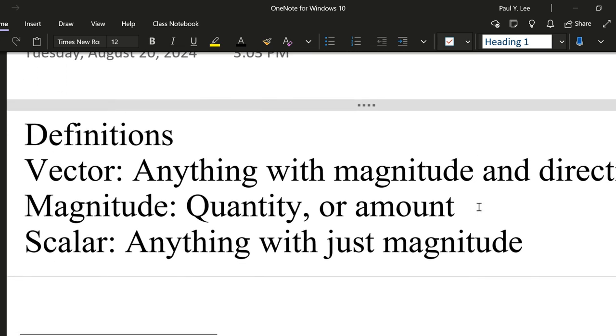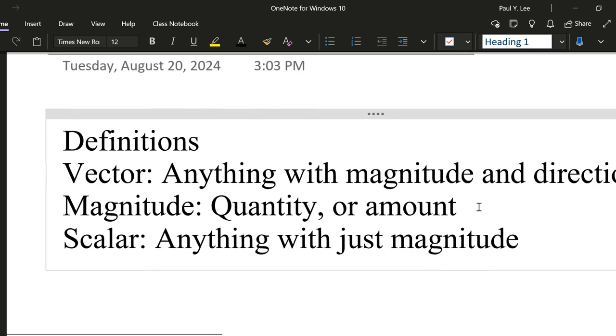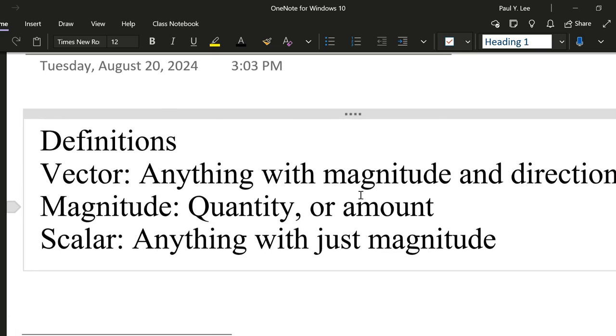Let's start off with a couple of definitions. There are three definitions that I want you to have. The first one is vector. A vector is anything with a magnitude and direction. All right, simple enough. We'll be using this term vector a lot throughout this year, so just keep an eye out for that.